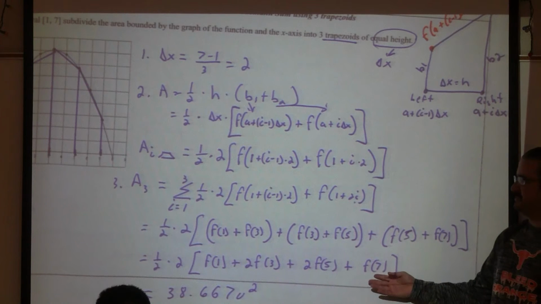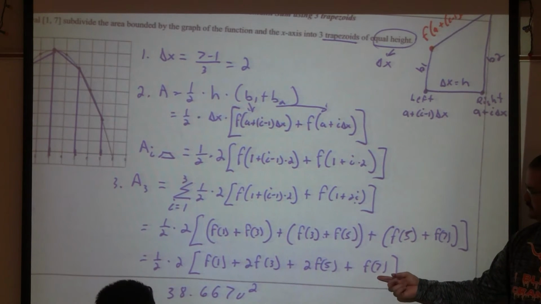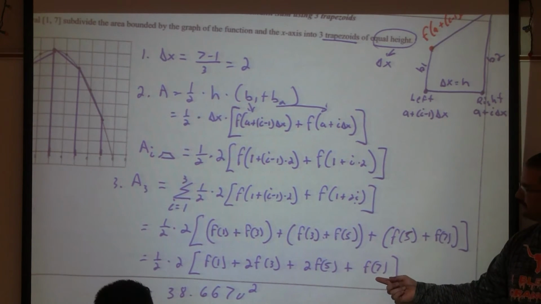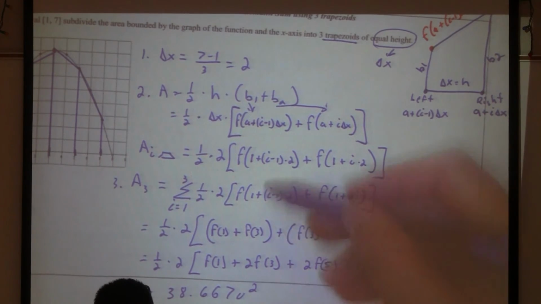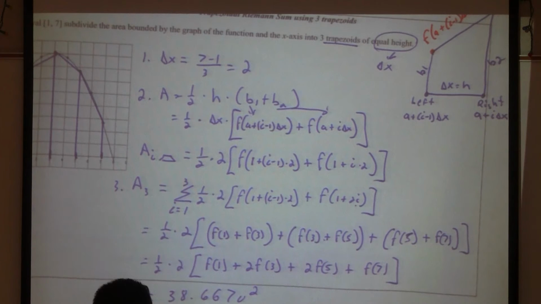You could put it like this also. You should still get the same answer. Right? Or you could put it like that, you decide which one. Any of these three are equivalent. Good?